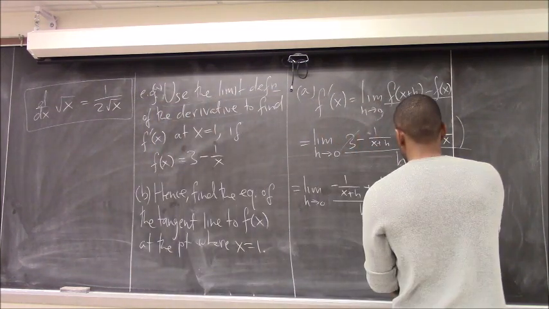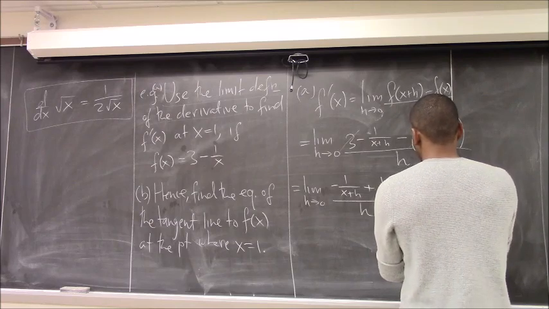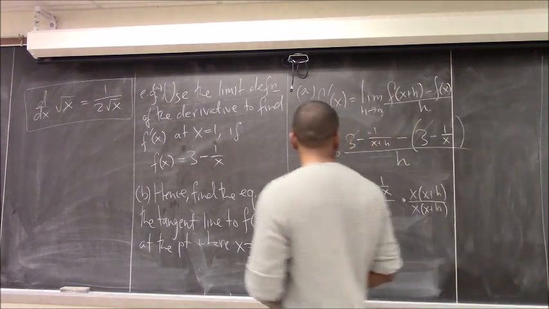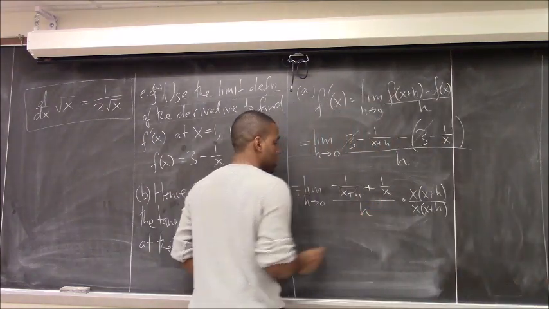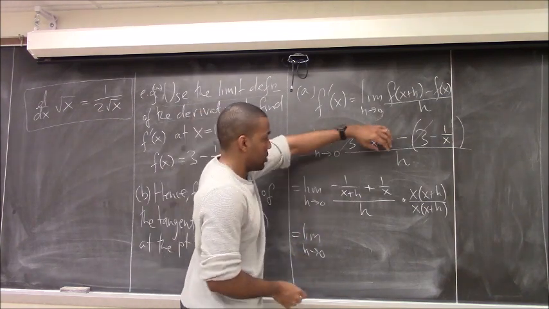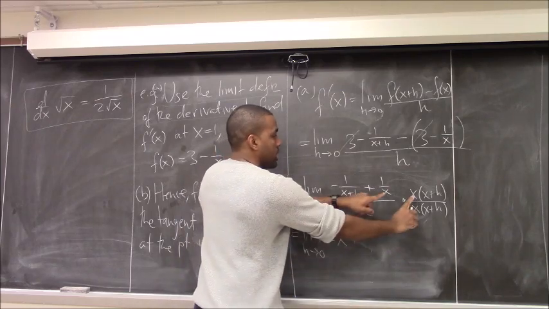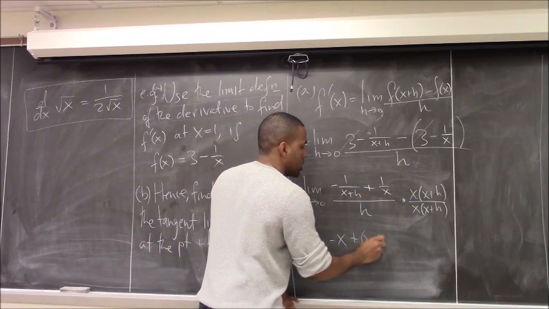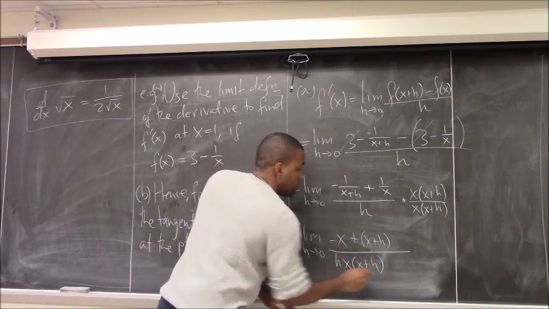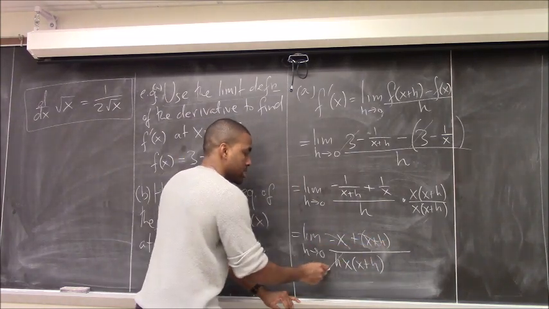So you get the LCD, and the easiest way to simplify that is to multiply and divide by the LCD. So that's the product of the denominators on the top. This of course distributes. So in the first case, the x plus h's cancel, I'm just left with a minus x. Plus in the second case, the x's cancel, I'm left with an x plus h, all over h times x plus h.